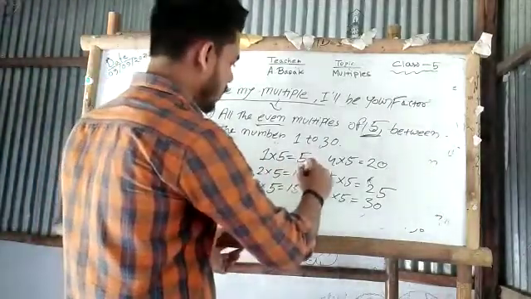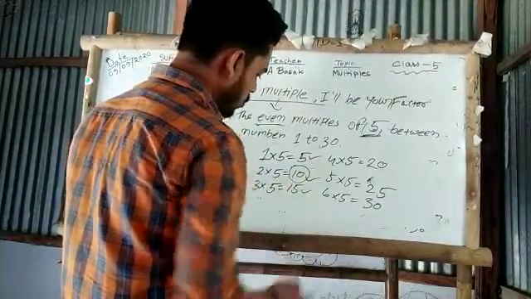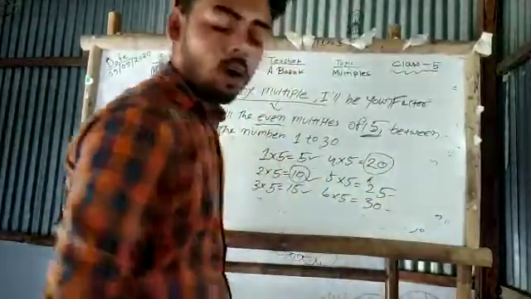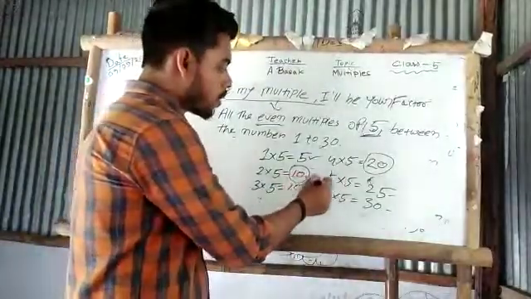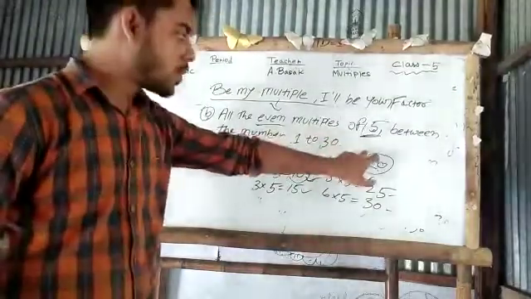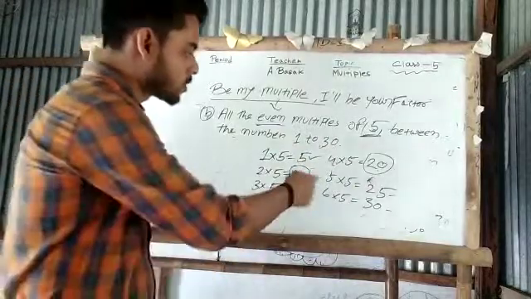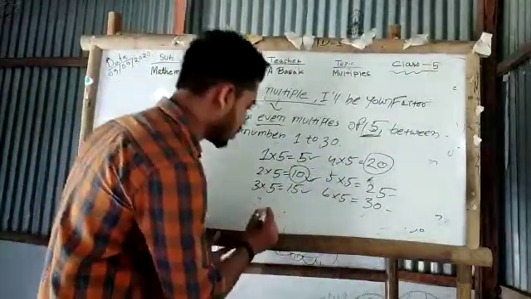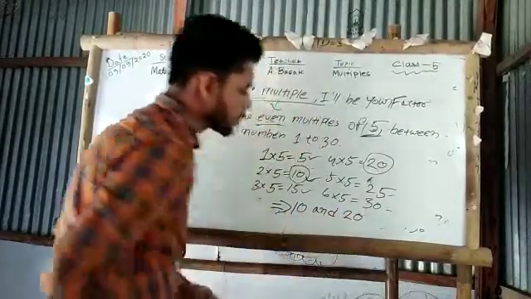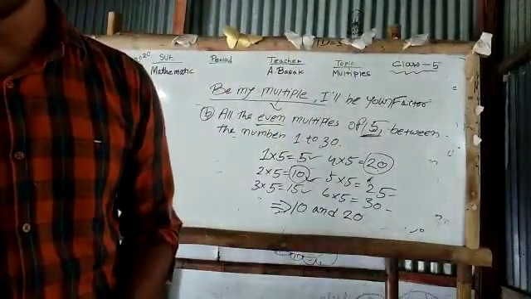So as you know that 5 is odd number, 10 is even number, and 15 is also an odd number, 20 is even number, and 25 is an odd number, and 30 is an even number. So your answer will be 10 and 20, because these 2 numbers are multiples of 5, as well as these 2 numbers are between 1 and 30, and also these 2 numbers are even. So the answer of this question is 10 and 20. Okay, so I will do another question and then I will give you your homework.